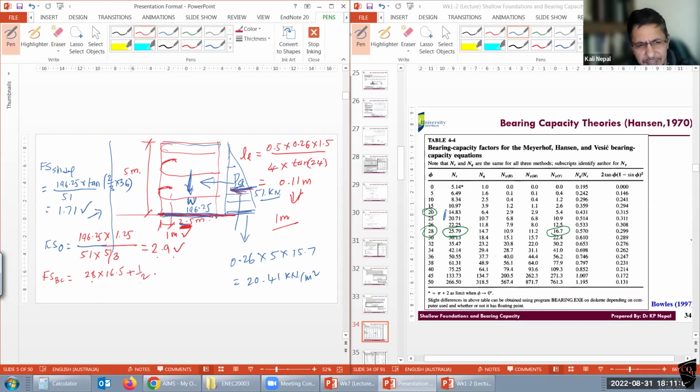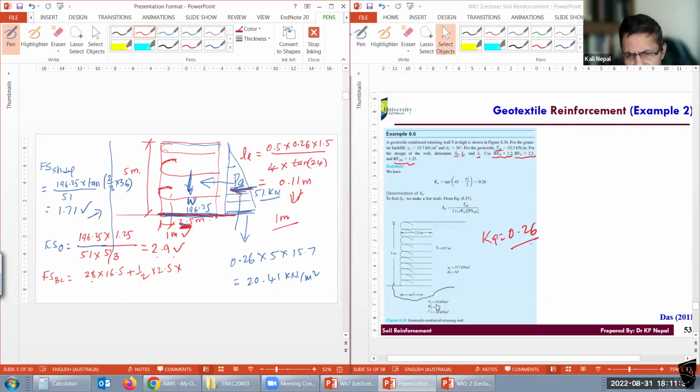Plus half B. B is 2.5. All right, yeah, B is 2.5. Maybe it will be a little bit on the 17 side, but it does not matter really. So 2.5, and then B is done, half B. Gamma, how much is the gamma? Gamma of the base soil. 18. Yeah, gamma and gamma.